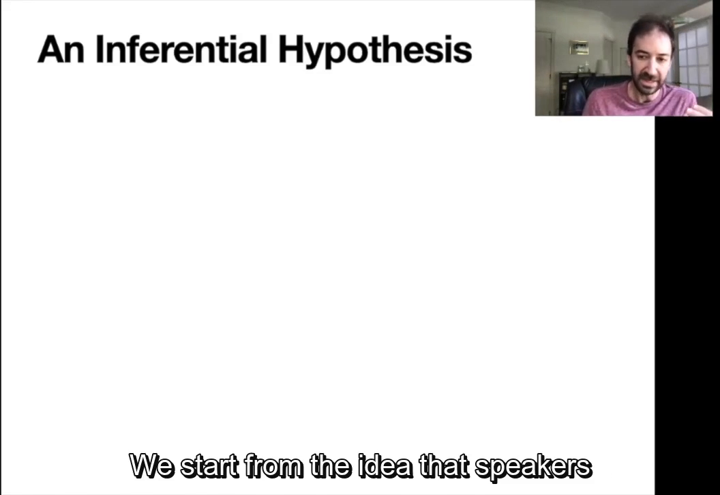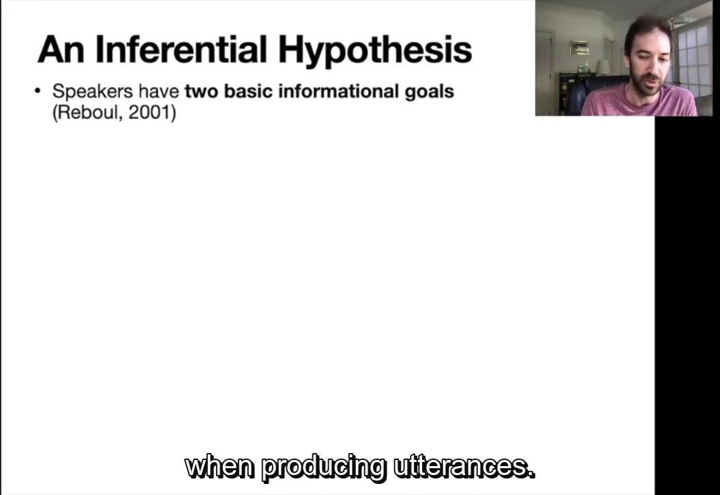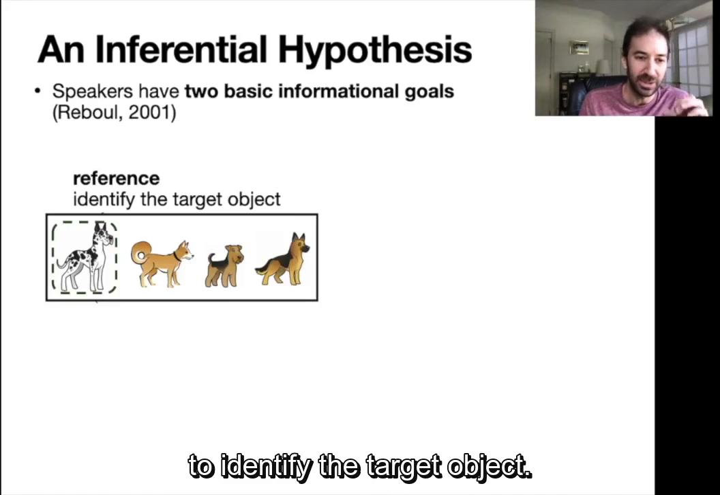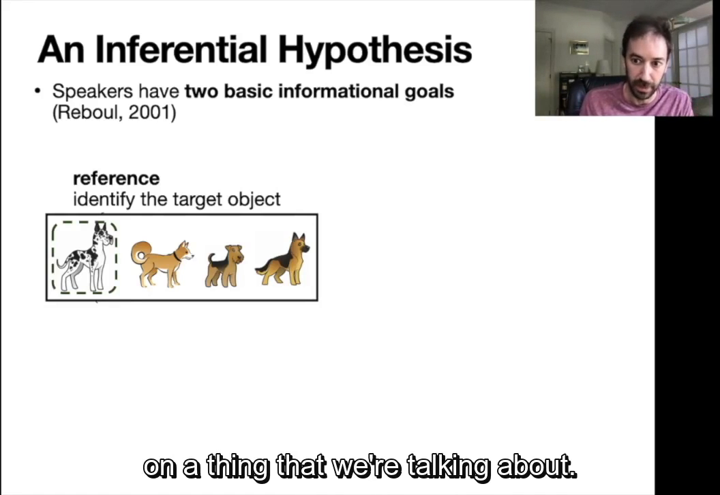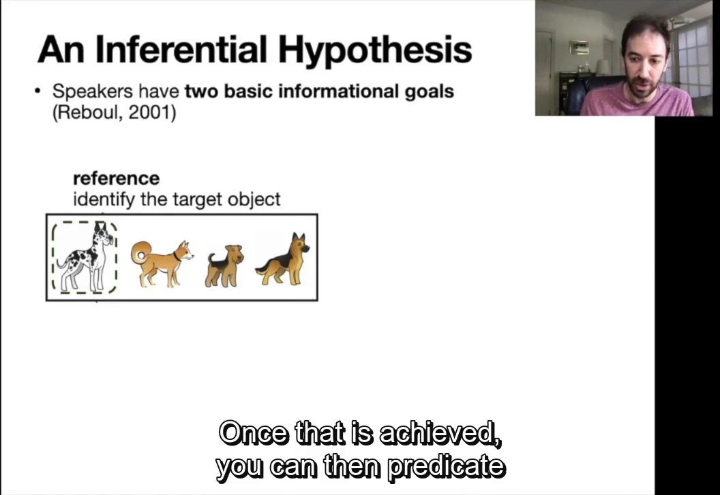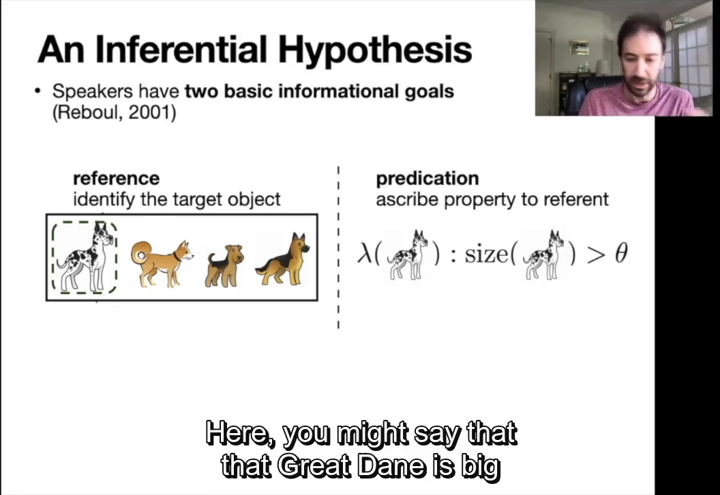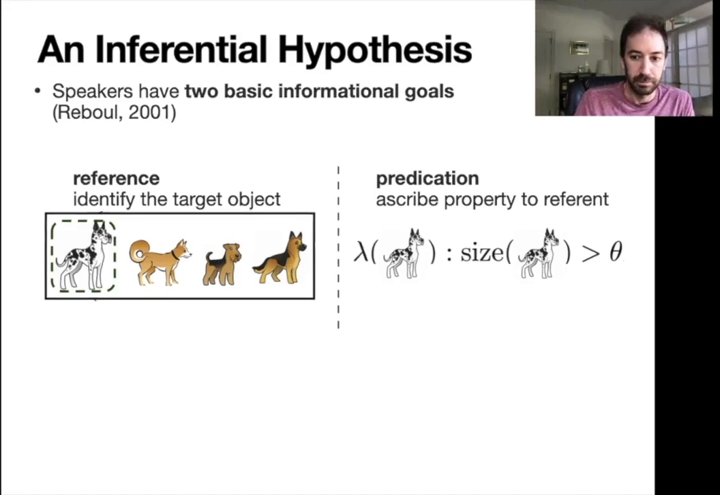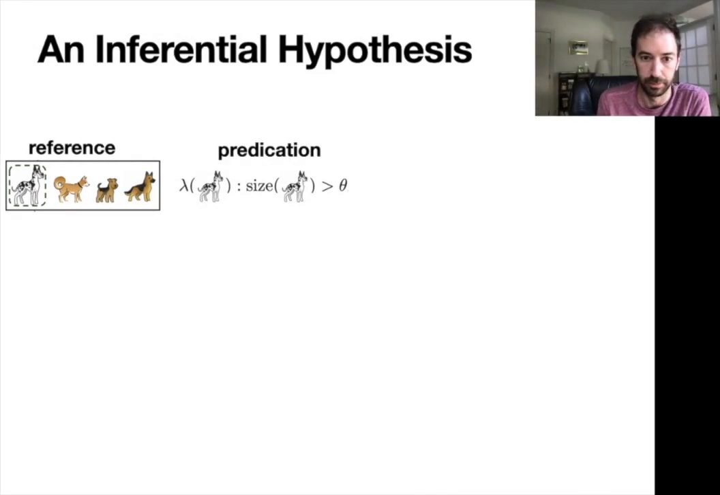We start from the idea that speakers have at least two basic informational goals when producing utterances. The first goal is that of reference. To identify the target object, speaker and listener need to converge on a thing that we're talking about. Once that is achieved, you can then predicate a property of that referent. Here, you might say that Great Dane is big, and so that provides to you the predicate. Speakers need to achieve these goals somehow.